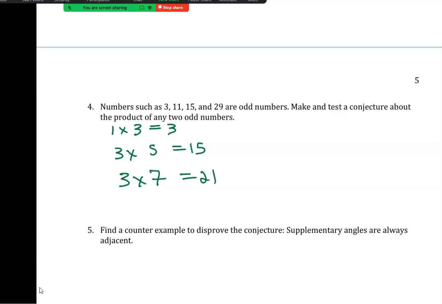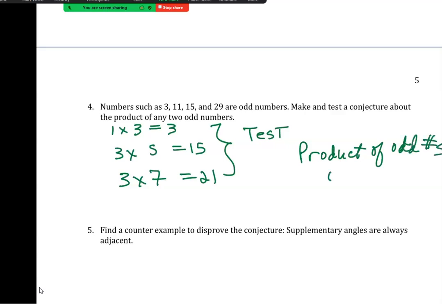So what do you think? This is my test. What can you say about the product of odd numbers, knowing that product means multiplication? So it looks like the product of odd numbers is an odd number. Okay, all of these are odd. They're not divisible by 2.